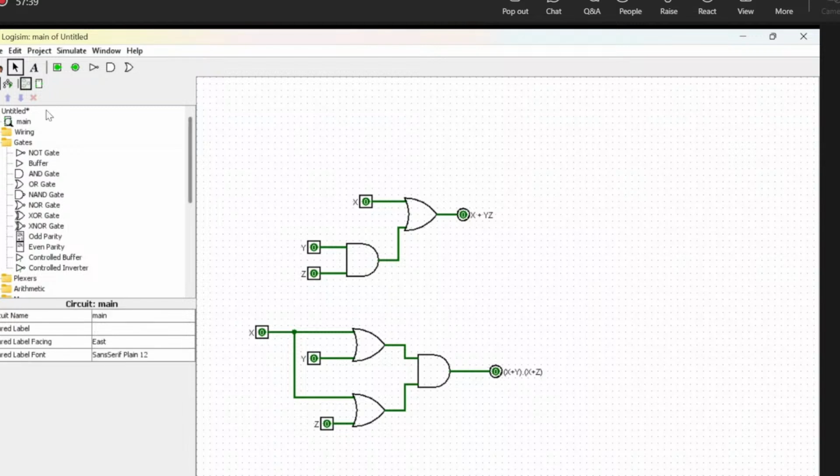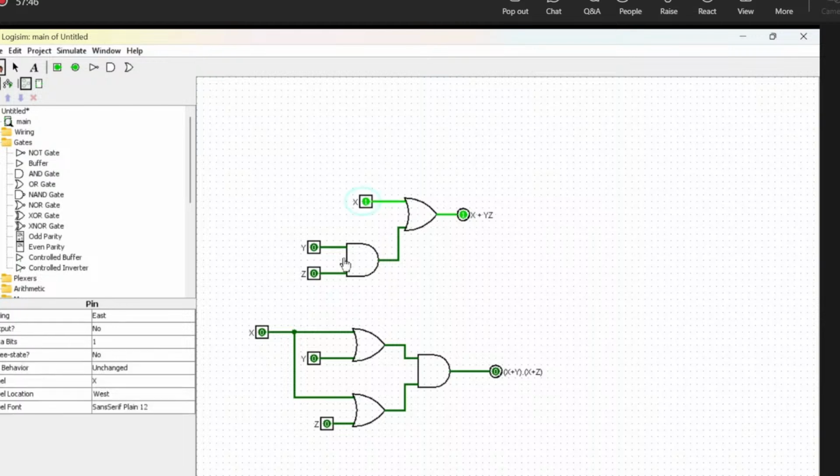Okay, now let's try. All the values X, Y, Z are at 0. Let me make X 1 and keep Y and Z as 1. What will be the output? I'm getting it as 1 in both the cases. If I make Y as well as 1, I'll get 1 only. But let me switch off X to 0. It's going to 0. What if only Z is 0? In this case, I am getting the output as 0 in both the cases.